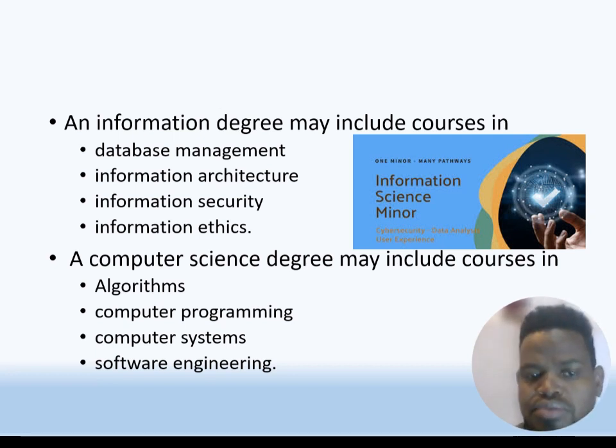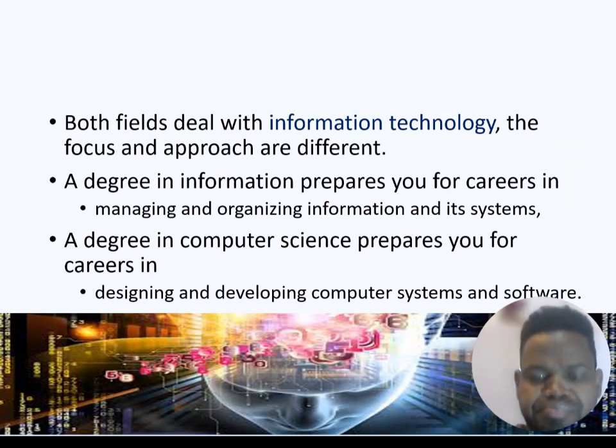Similarly, it will be provided for the computer science degree. Computer systems and software engineering are the areas which will be covered under computer science. Sometimes they share some courses together to make the students more comprehensive in knowledge. Both fields deal with information technology, because information science, computer science, or information systems departments are all using information technology. The focus and approaches are different, and the way computer science uses information technology and the way information science uses it is different.